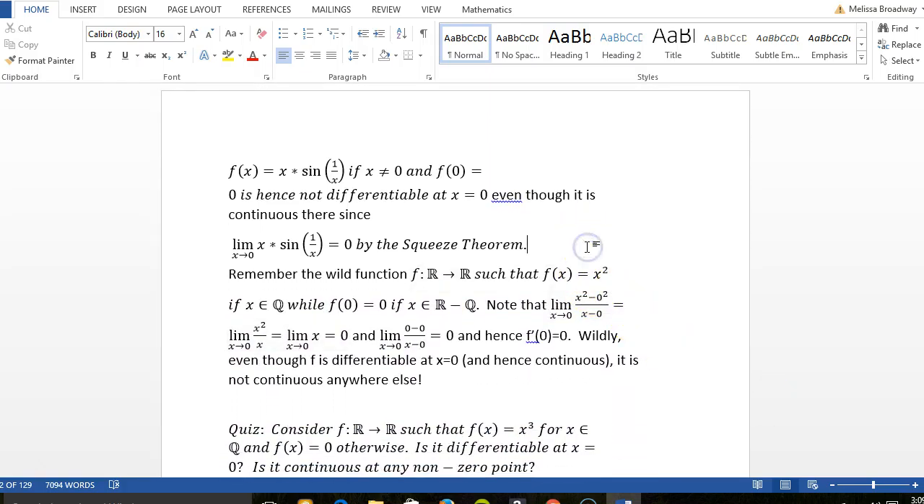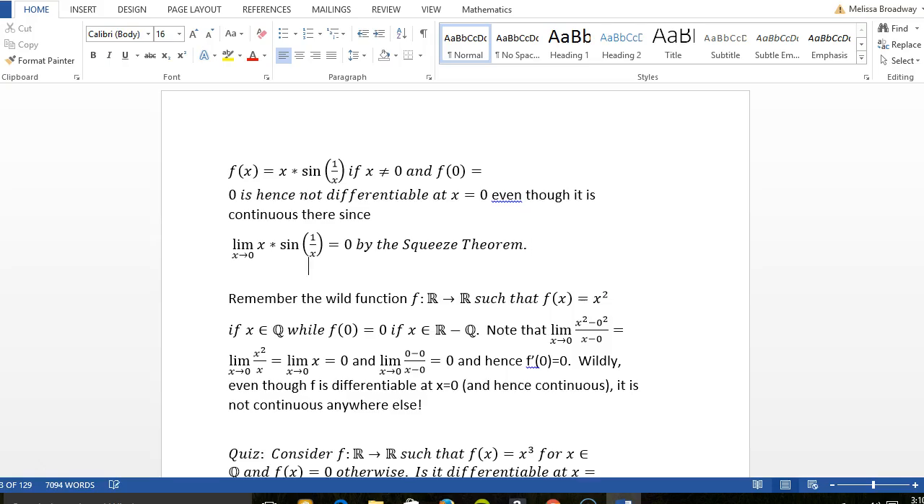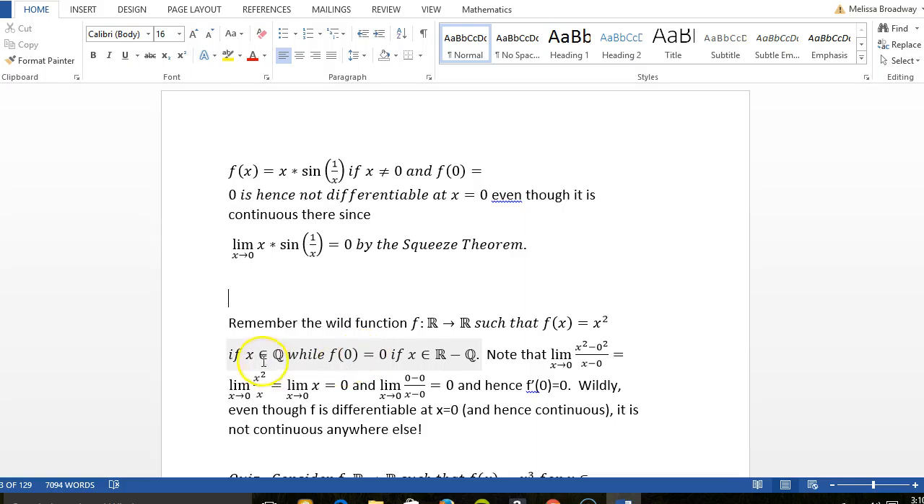And I'm sorry, this needs to be spaced, and I'm moving on to a new idea. My spacing got messed up there. Okay, here we go. Now next, a separate example. Remember the wild function f on the reals such that f of x is x squared if x is rational and f of x equals 0 otherwise. Now note that the limit as x goes to 0, if we would have defined f of x equal x squared everywhere, this limit right here is 0. And if we had defined f of x to be 0 everywhere, on the other hand, the limit would have still been 0. And so f prime of 0 equals 0.